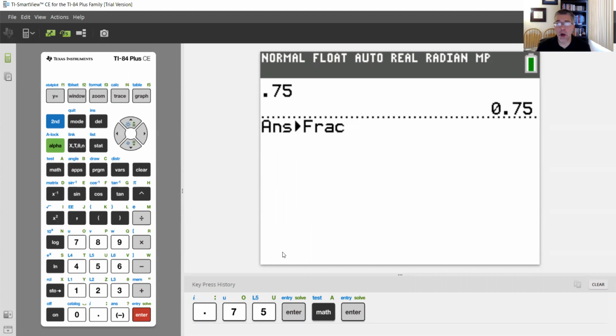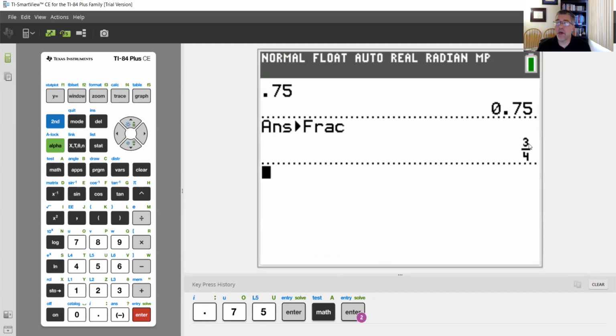The calculator will always store your previous answer, the one that's just prior to the key that you've just pressed, and we're going to make that into a fraction. And the calculator says, oh, that fraction is 3/4. Now, what if I wanted to change that fraction back from 3/4 to a decimal?